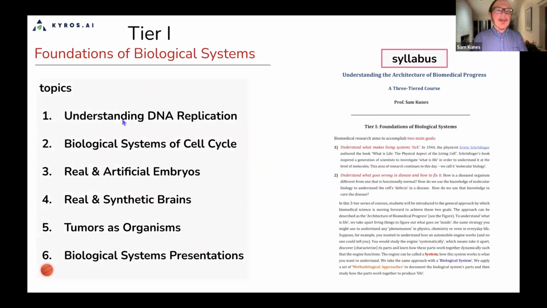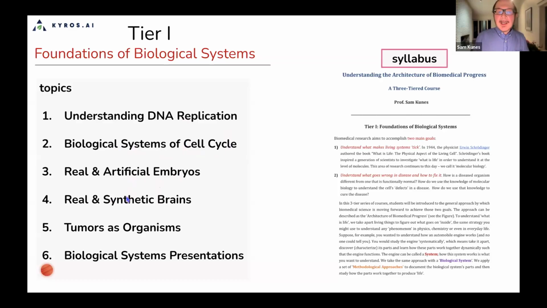The topics we cover are, as shown here, understanding how DNA is replicated, how chromosomes are duplicated, how when cells divide, how is that controlled? Very important to understanding cancer, because that's out of control cell division. And this thing called the cell cycle is actually a mechanism that controls cell division.